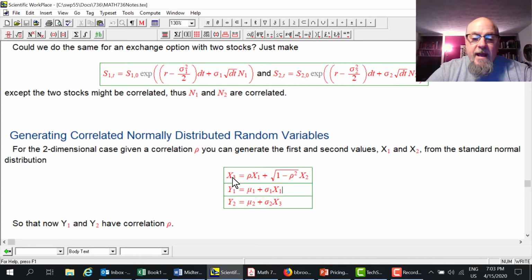So once we get x3, what's the expected value of x3? The expected value of x3 is equal to rho times the expected value of x1, rho's a constant, plus another constant times the expected value of x2. But the expected value of x1 is 0, and the expected value of x2 is 0. So the expected value of x3 is 0. So x1, x2, and x3 now all have expected values of 0.